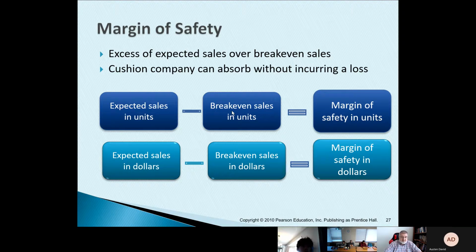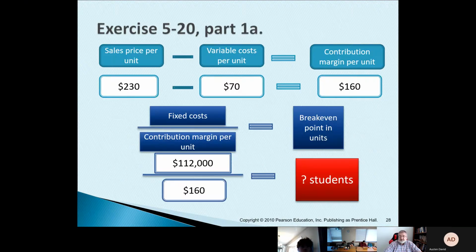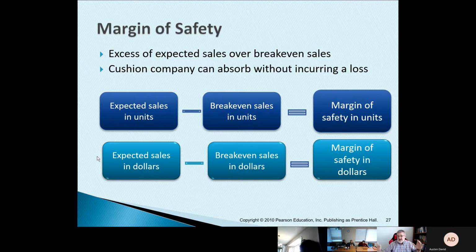I need 800 of them to break even. Well, if I'm selling those 1,000 tickets for $1 each, I got $1,000 in sales minus $800 in sales gives me $200 in a safety margin. Okay. All right. Let's take a break, and we're going to come back and work a problem.